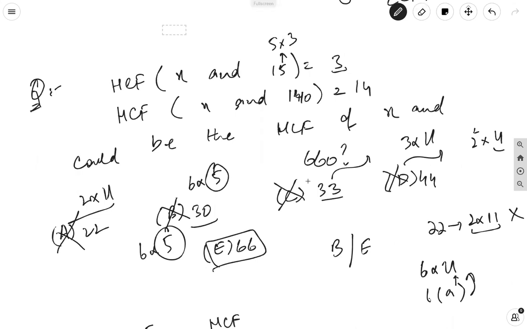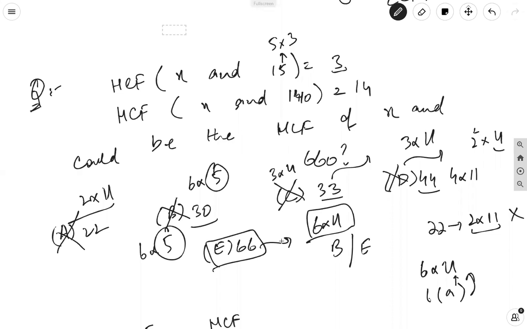The next one is 33, 3 into 11. This is not a multiple of 6. The next one is 44, 4 into 11. This is also not a multiple of 6. And the last one is 66, 6 into 11. This is a possible multiple of 6. That's why the possible HCF of x and 660 is 66.